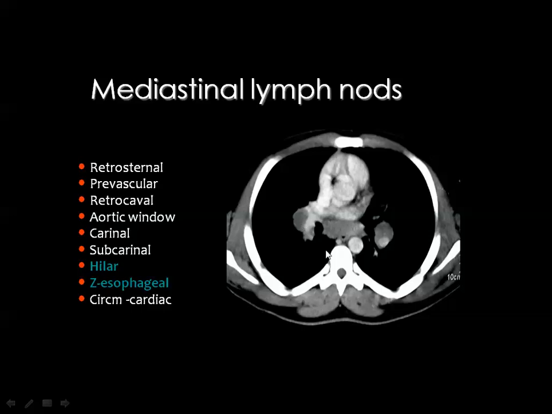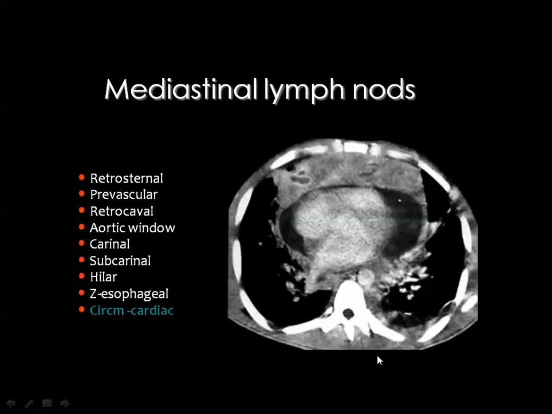right. The posterior mediastinal group, which are related to the esophagus and the azygos vein, are known as the azygoesophageal group of lymph nodes. And finally, the group around the pericardium, which is known as the circumcardiac lymph nodes, and this group of lymph nodes is intimately related to the diagnosis of non-Hodgkin lymphoma, whether you are dealing with a child or an adult. And frequently, these lymph nodes are associated with pericardial effusion.